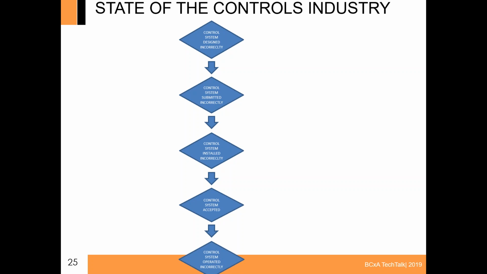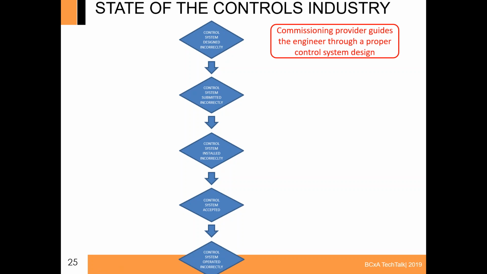So the industry's answer to this isn't to get better controls contractors. No, the industry doesn't want to do that. The industry says, let's just hire a second controls contractor to look over the shoulder of the first controls contractor, and that's what I describe myself as, a commissioning agent.